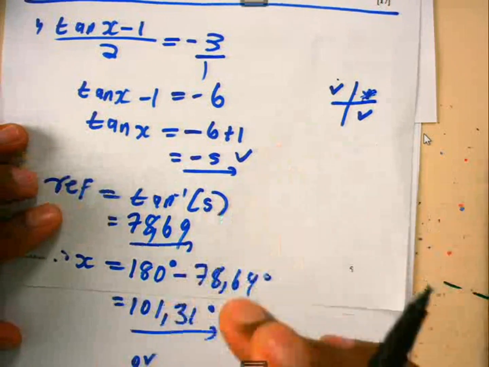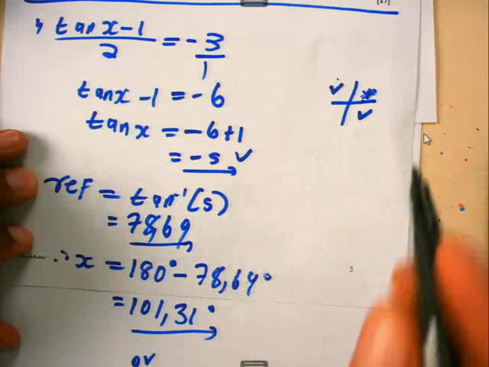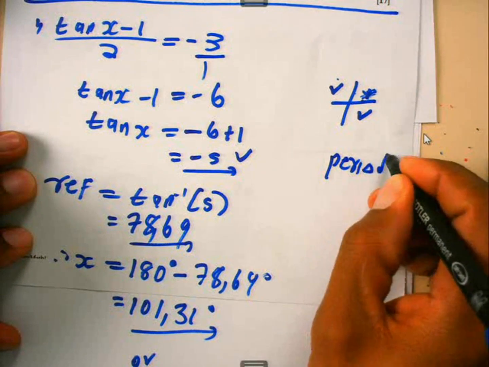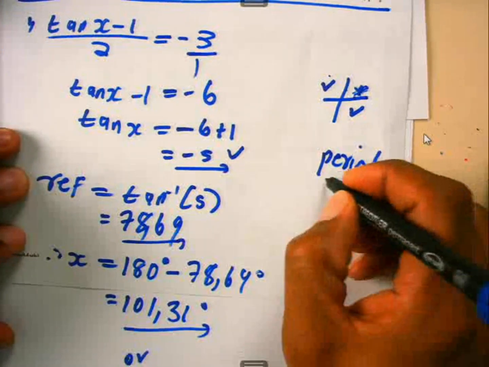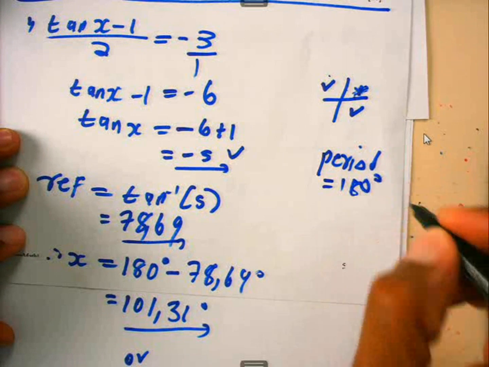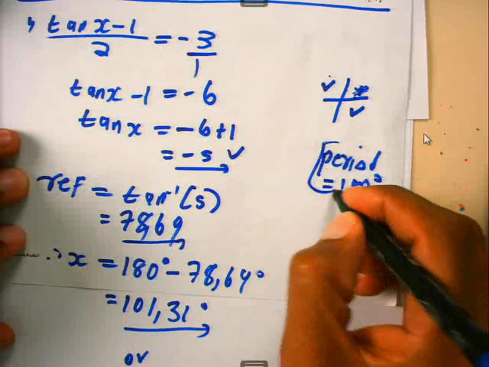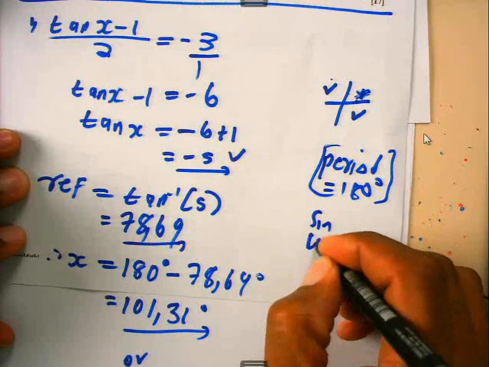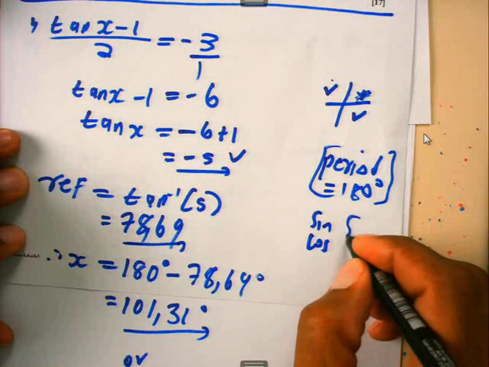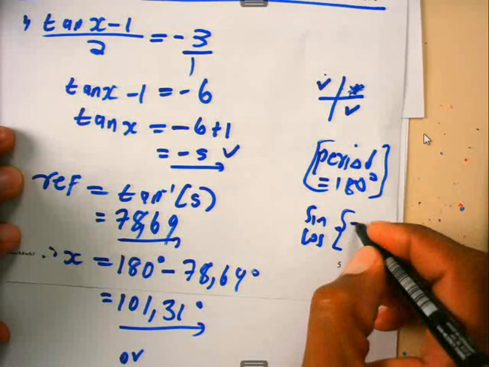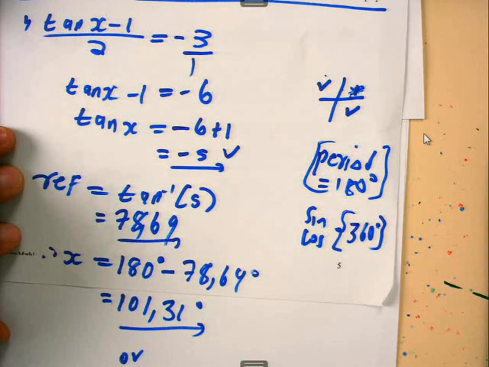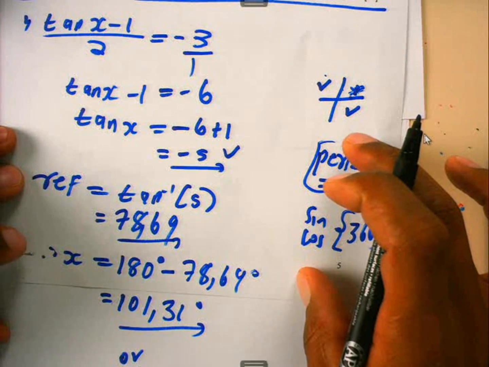Now, let us look at this one, right? What do you know about the tangent? We know that the period of the tangent is equal to 180 degrees. It's very important. But what about the sine as well as cos? The period for sine and cos is 360 degrees. Right, this part here is very, very important.